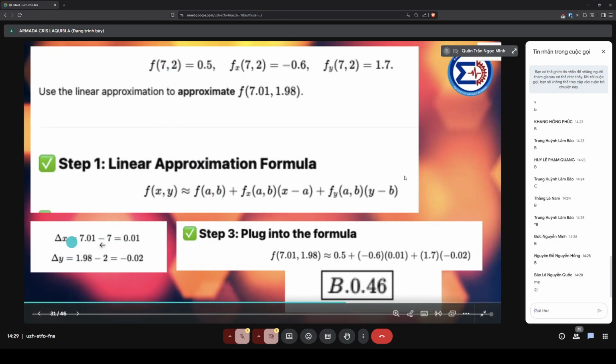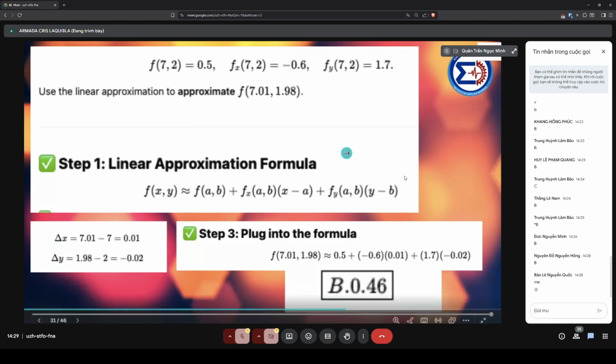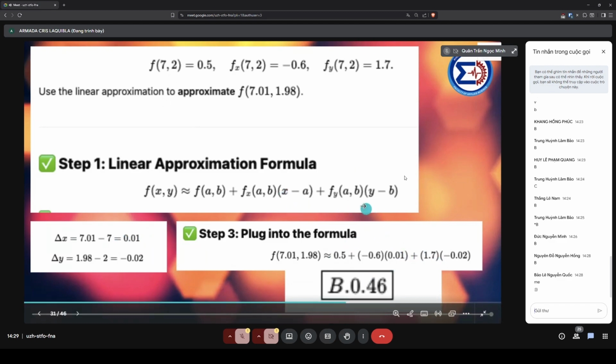So your A is 7, and 7.01 minus that is 0.01. That is your x minus A. And then your Fy of AB, it's there in the given, 1.7. Then your Y minus B, your Y is here 1.98, minus your B here, which is 2 because it's here f of 7, 2. That gives negative 0.02. Again, you can calculate that with your calculator automatically. So your answer there is 0.46.